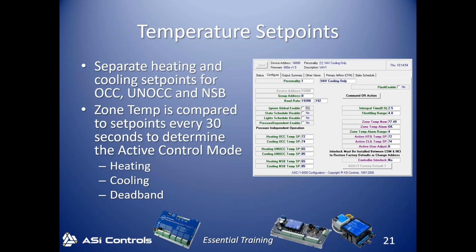Every 30 seconds, we're going to compare the zone temperature to the set points and then decide if we should be in the heating mode or the cooling mode or deadband. If we're higher than the cooling set point, then we go into the cooling mode. If we're lower than the heating set point, we go into the heating mode. And if we're in between the heating and cooling set points, then we'll be in deadband.